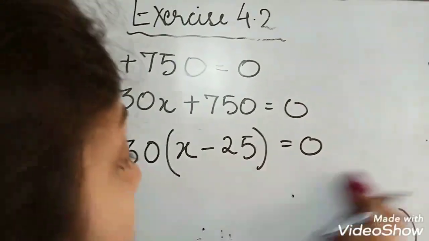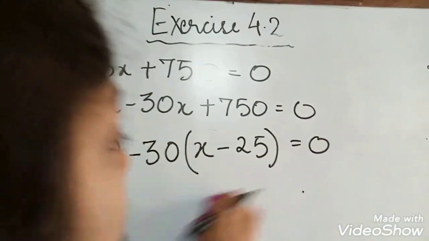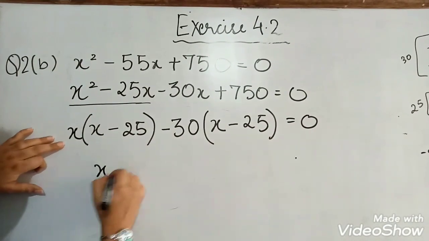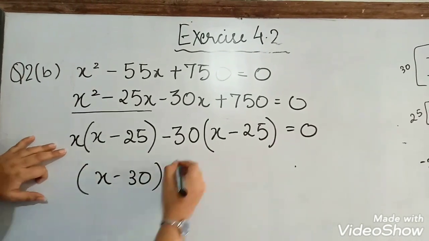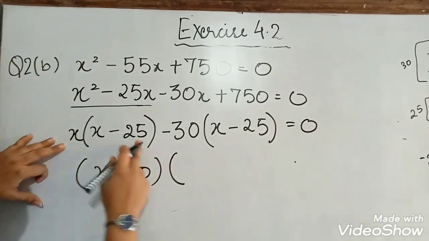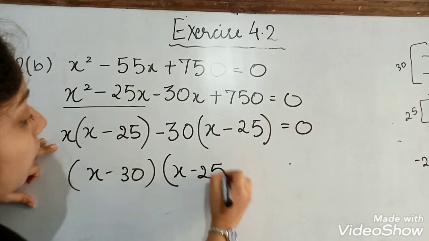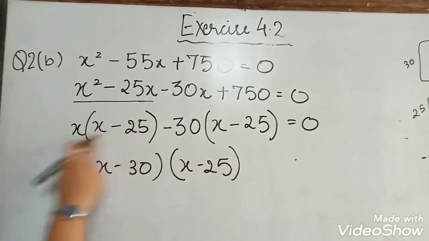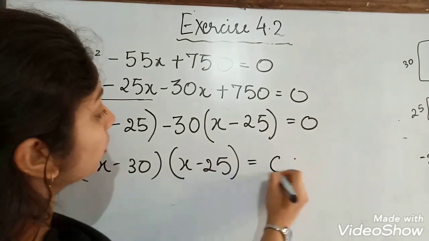So now let us club the factors together. This will be x minus of 30 in one bracket, and this will be multiplied to x minus 25. What are we doing? We are taking x minus 25 common here, and what are we left with? x minus 30, which is equals to 0.